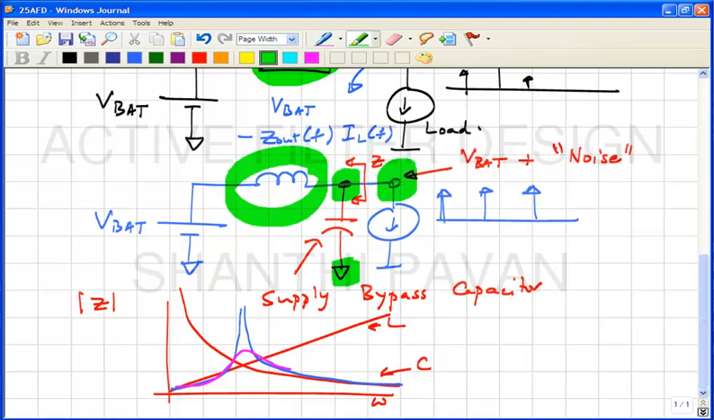However, this is not a practical thing because please note that this capacitor must be on chip, correct, because this inductance here represents the inductance of the entire wire running from the battery all the way to the internals of the chip. So, whatever bypass capacitance you add must remain on chip. So, it becomes impractical to make it very large.